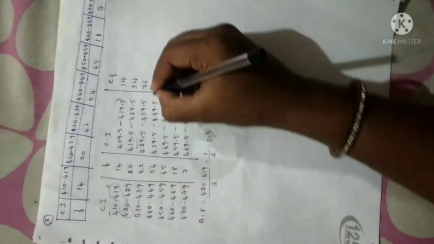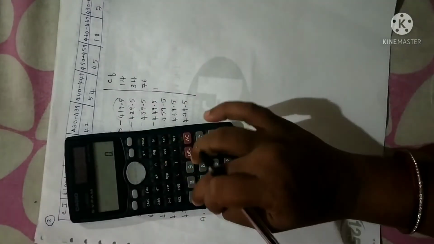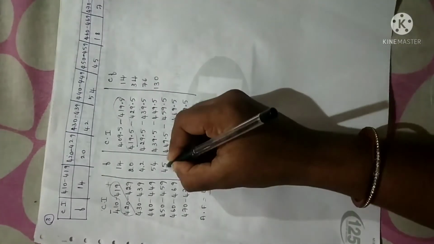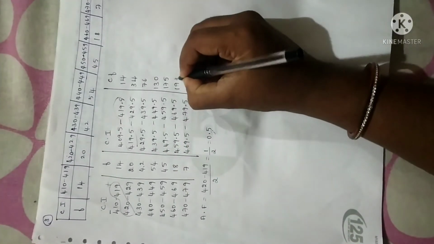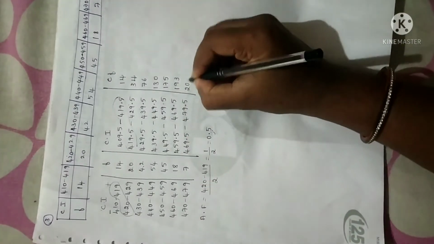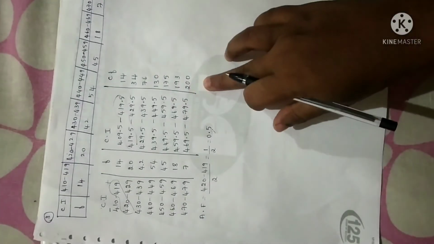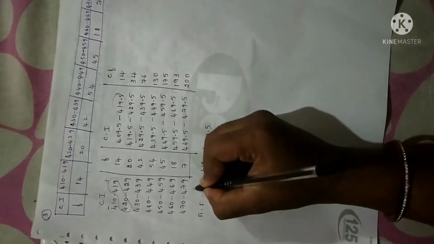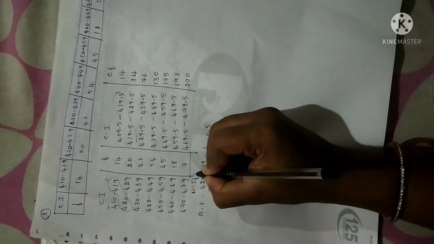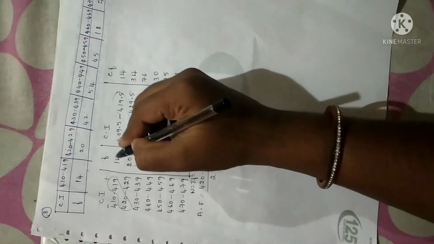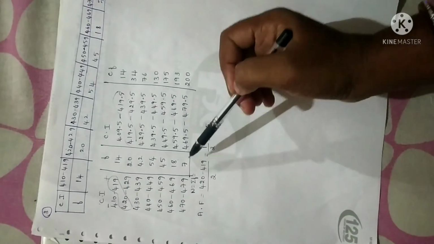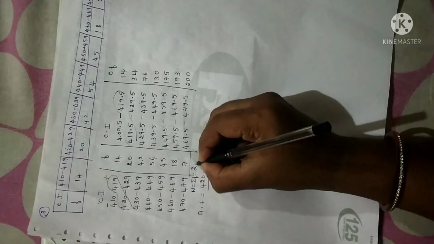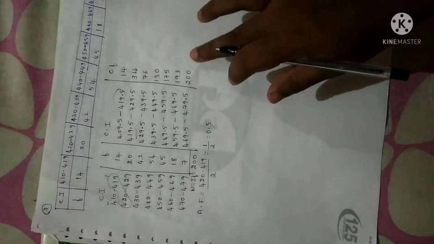Next 76 plus 54 is 130. Next 130 plus 45 is 175. 175 plus 18 is 193. 193 plus 7 is 200. So we have obtained the cumulative frequency values. Now we need to calculate capital N. Capital N is none other than the sum of all f. So when you add all these column values, that is 14 plus 20 plus 42 plus 54 plus 45 plus 18 plus 7, you will get 200. Clear? So I have calculated the CF value.